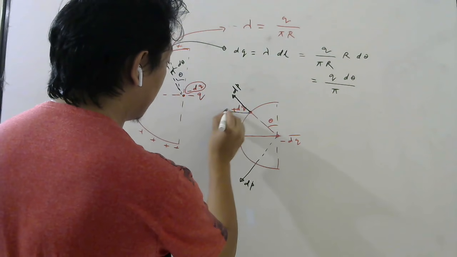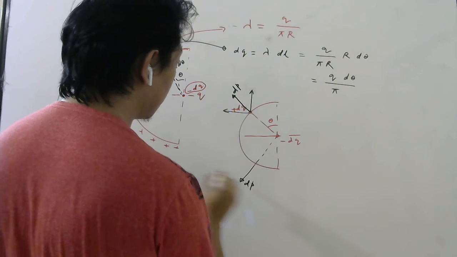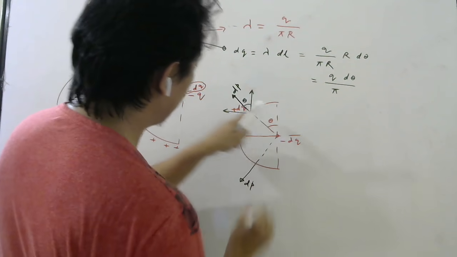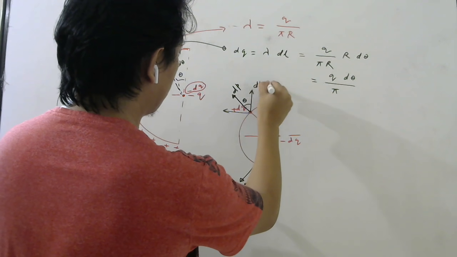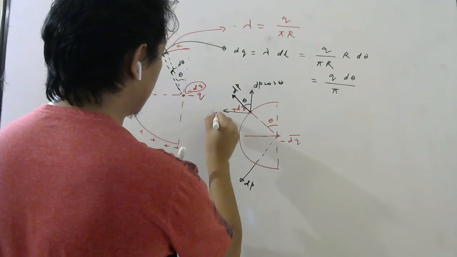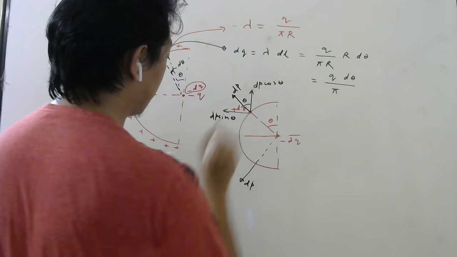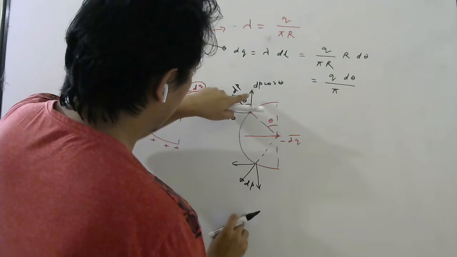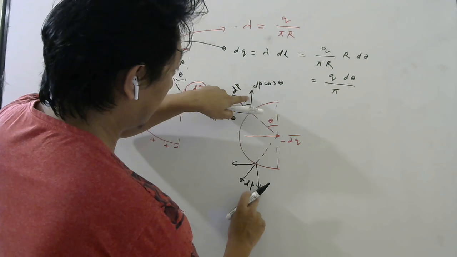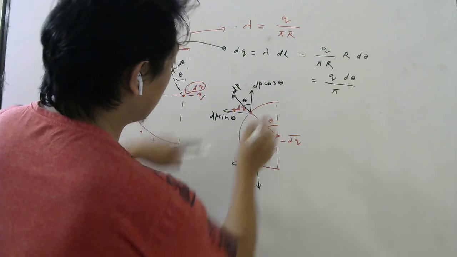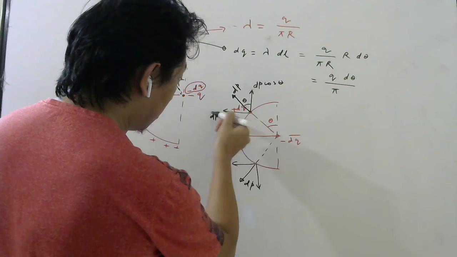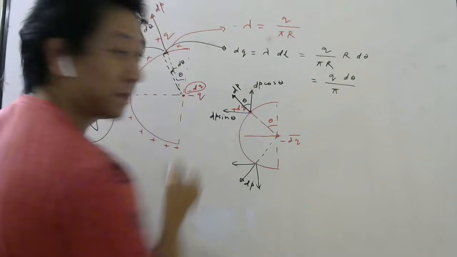If I take components, what will this be? This theta means this is also theta, right? So this will be dp cos theta, and this will be dp sin theta. Similarly here, if I take components, I will get these two. You can see this and this will cancel, and these two will add. So for every part, only these components will be in the same direction.